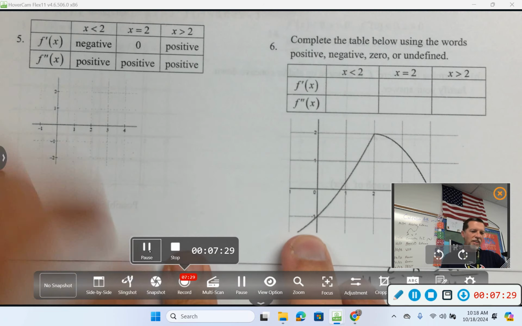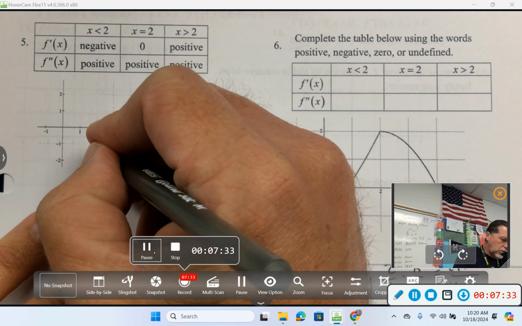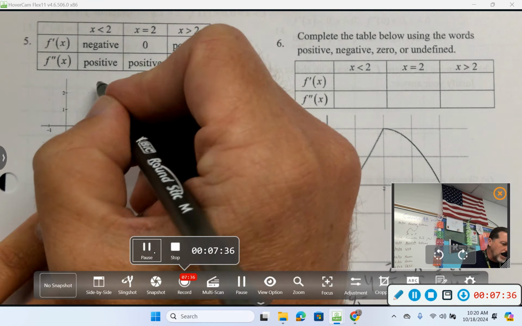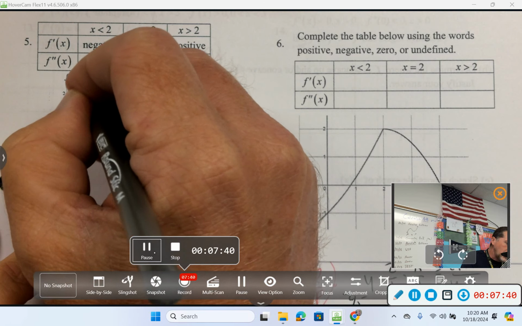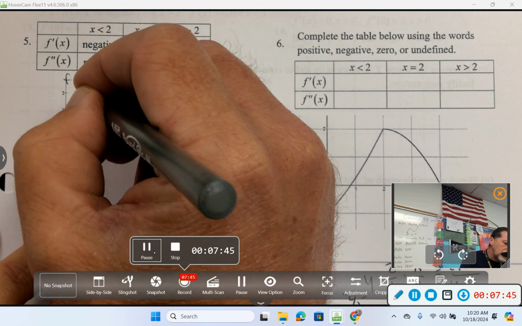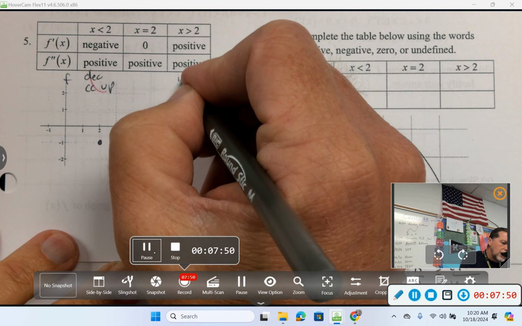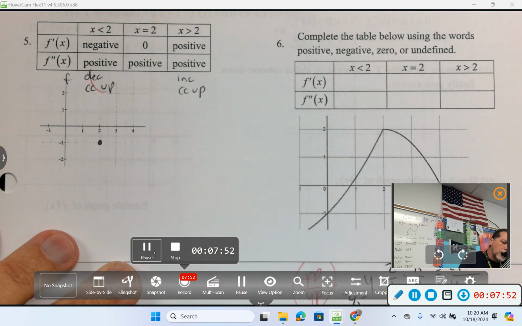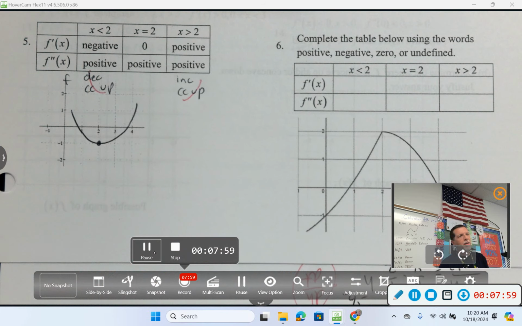All right, why don't you try 5 and 6? It's cruising through here. 2, -1. I'm still going to write them down to make sure I don't mess this up. So f is decreasing but concave up. Decreasing and concave up. Just like that. Increasing and also concave up, just like that. So something like a parabola, maybe not exactly a parabola.